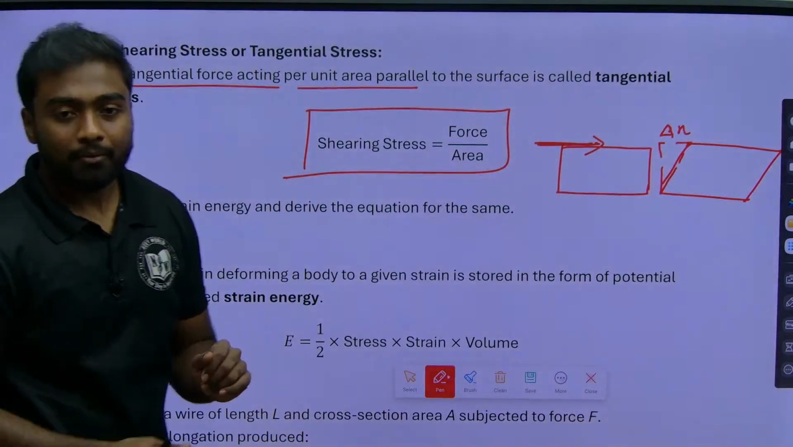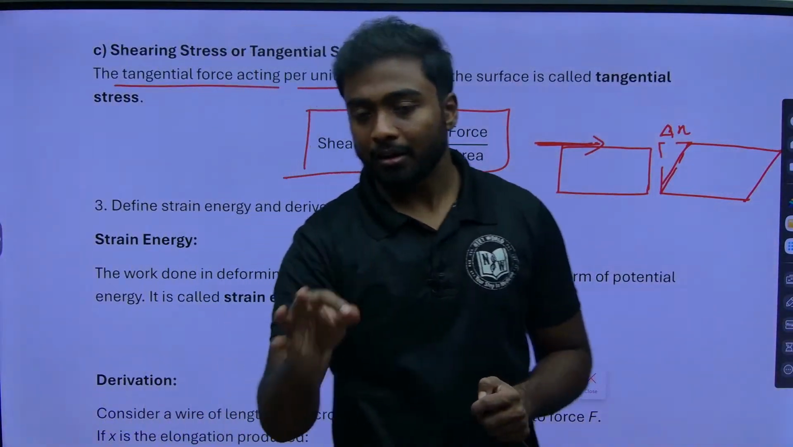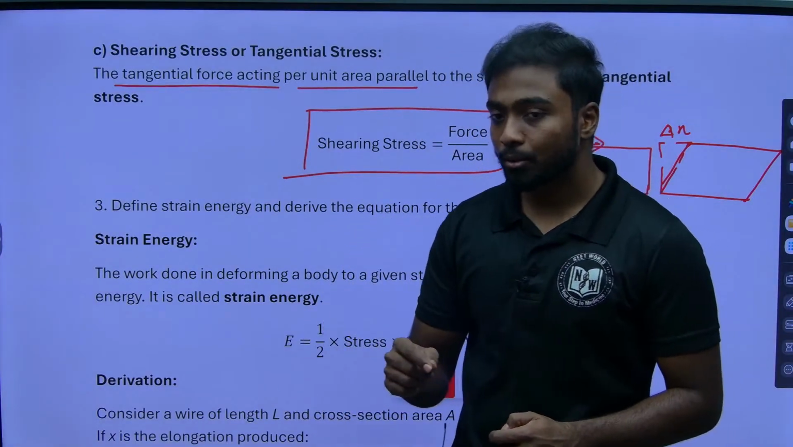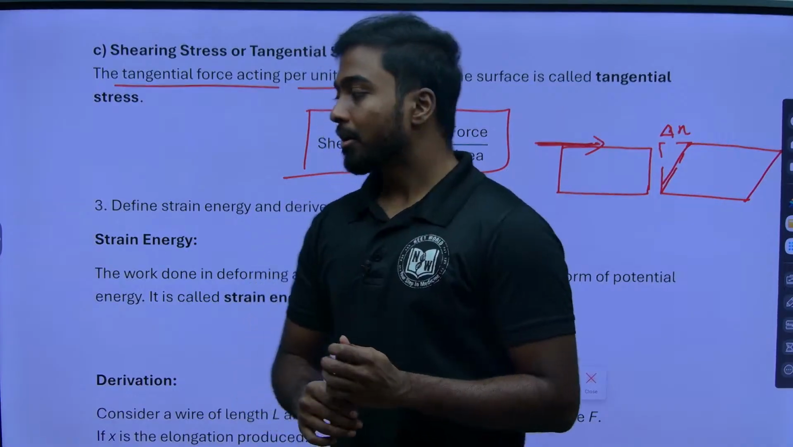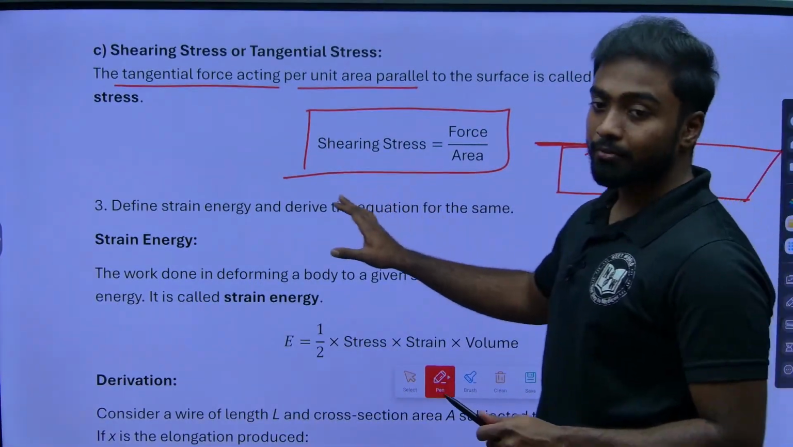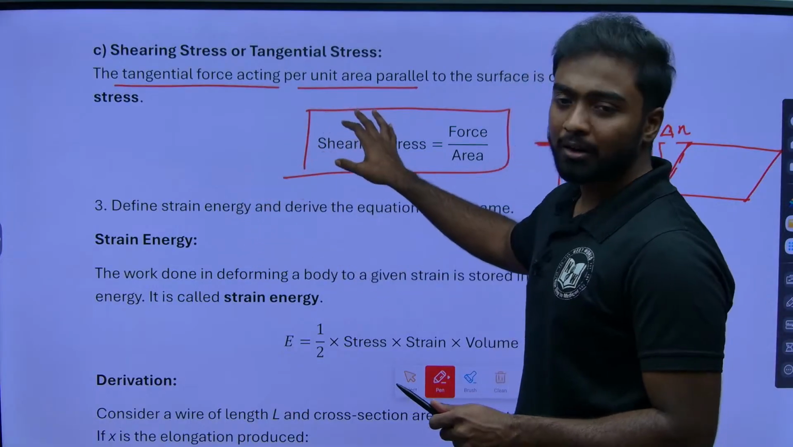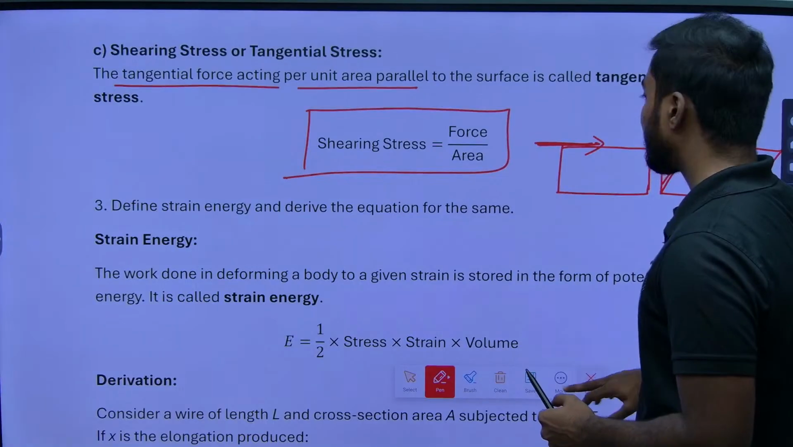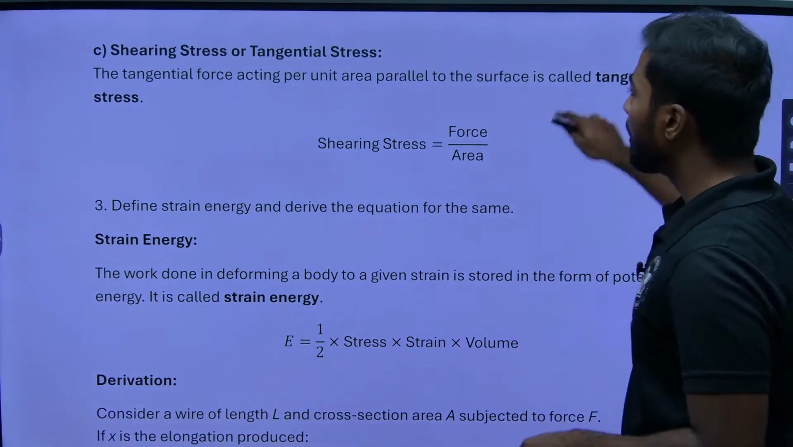So one thing we can keep in mind: for the three types of stress the formula is the same, force by area only, and the SI unit is also the same. This is about the first question, the question which we have discussed. This is the second question. We will discuss the questions one by one. I hope it has been cleared.